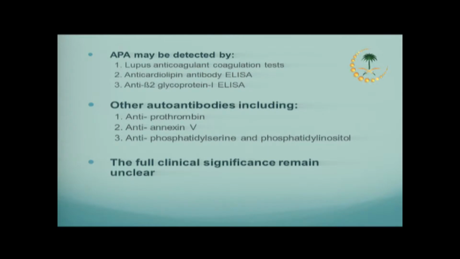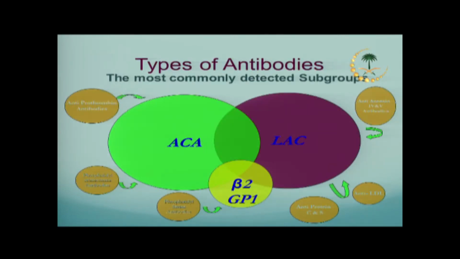Later, another group of antibody, anti-beta-2 glycoprotein, was introduced, which can be detected by ELISA and was added to the list of antibodies. Yet there are other antibodies, like antiprothrombin, anti-annexin, antiphosphatidylserine, or antiphosphatidylinositol. All these antibodies are implicated in the pathogenesis and presence of antiphospholipid syndrome.